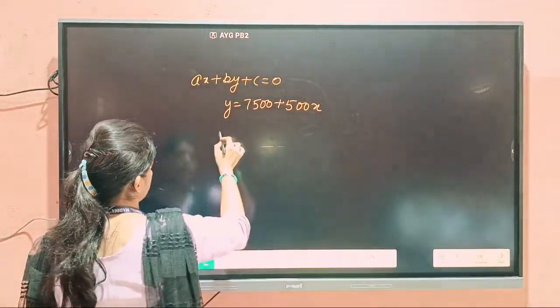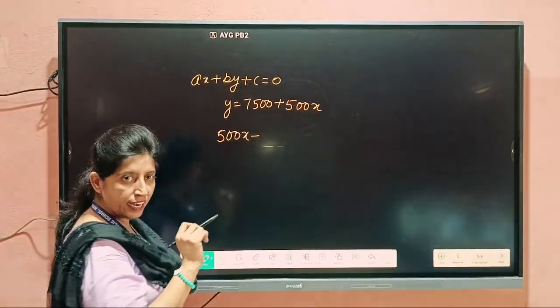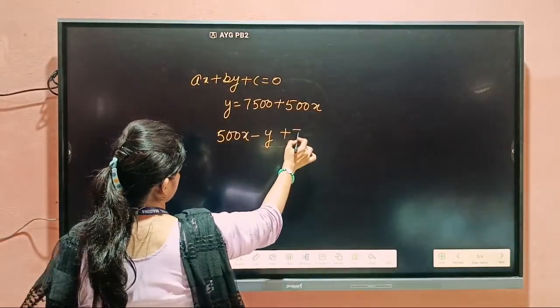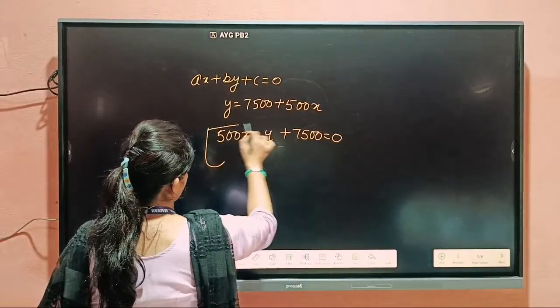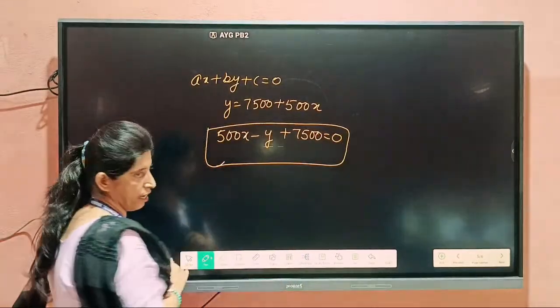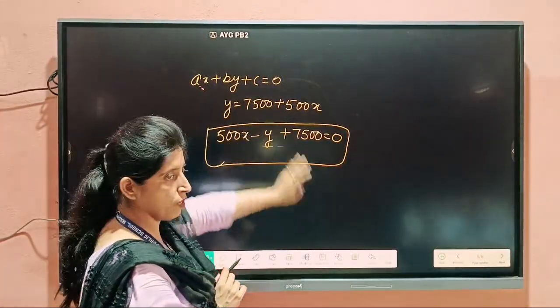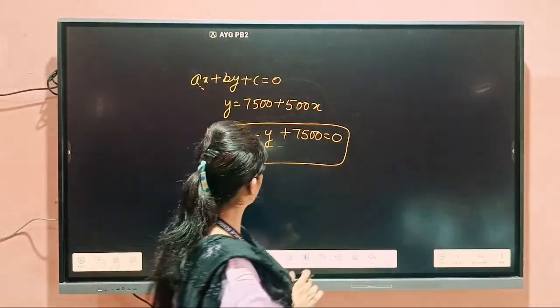So how will we write it? 500x minus y will come on this side, that is negative. Minus y plus 7,500 is equal to 0. This is the standard form of this linear equation. Now we have compared this with it, then it will become the standard form of the linear equation, right?